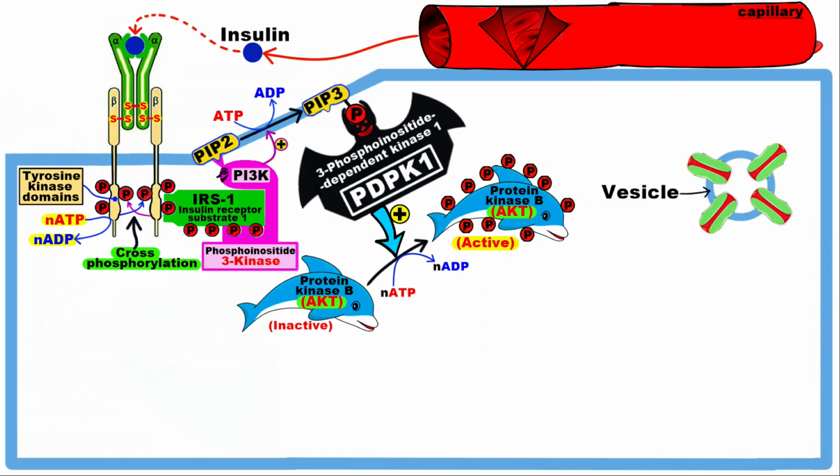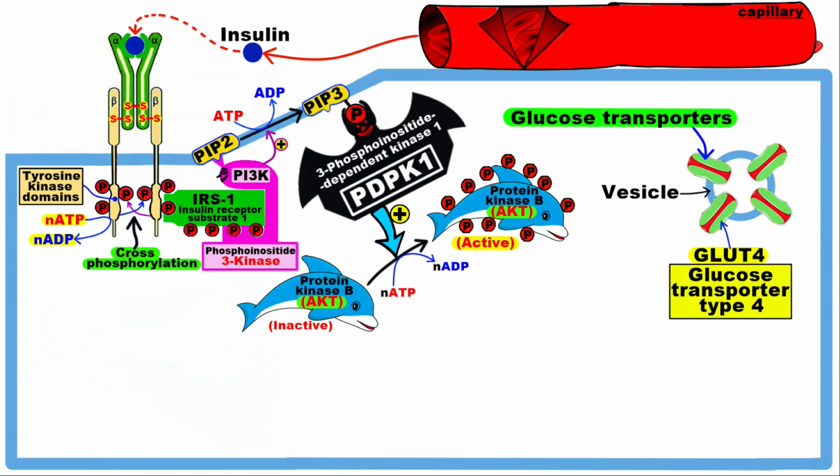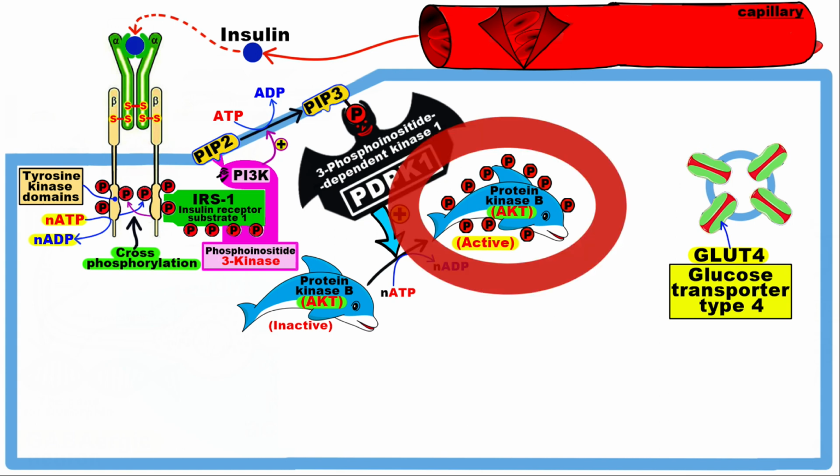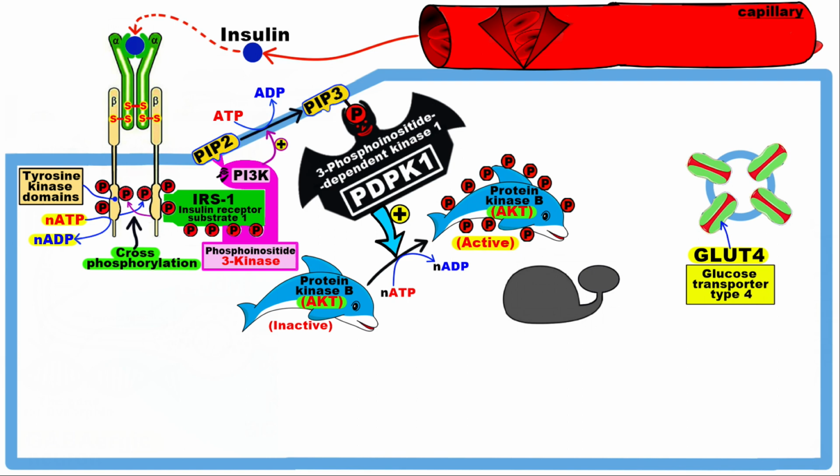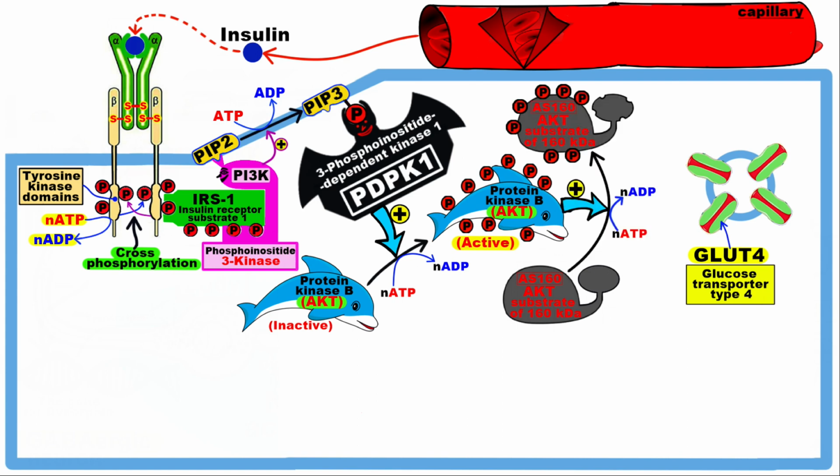Here you can see a vesicle with glucose transporters embedded in its membrane. These glucose transporters are called GLUT4, which stands for glucose transporter type 4. Activated protein kinase B, or AKT, phosphorylates a protein called AS160, which stands for AKT substrate of 160 kilodaltons. Here you can see the chemical reaction. This phosphorylation inhibits the GTPase activating domain associated with AS160.